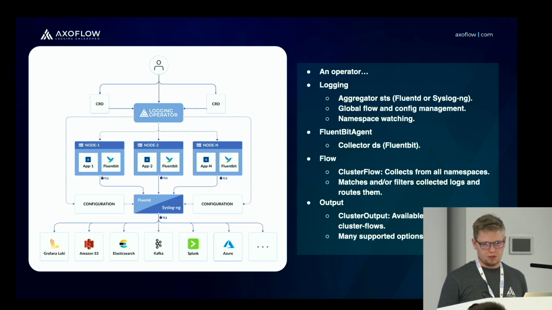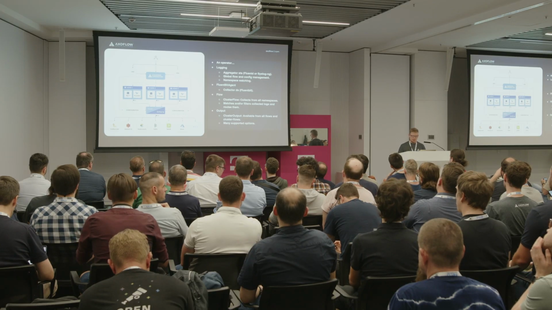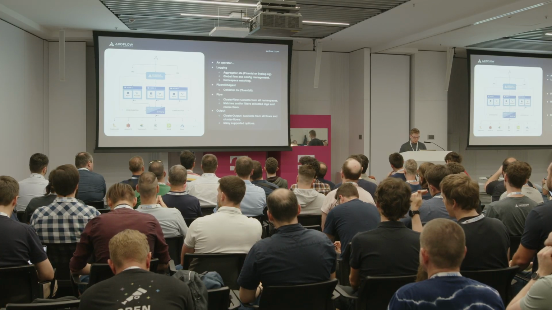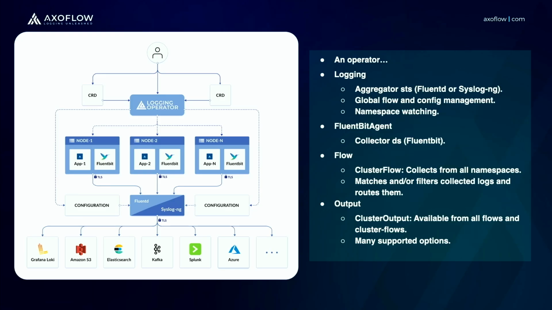Flows essentially will route your logs from your aggregator to your specified output. There are two types of these: cluster flows and normal flows. Normal flows can only operate in the namespace that they are deployed in, and cluster flows have the ability to collect from all of the namespaces. Basically, they match and or filter on the collected logs and route them to the specific output. For the outputs, you have cluster output, which is available from all flows and cluster flows, and obviously the normal namespace level ones.